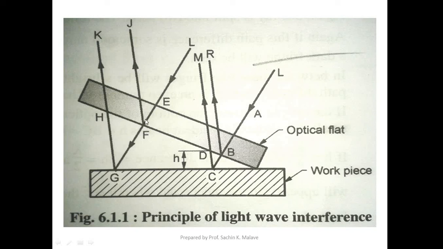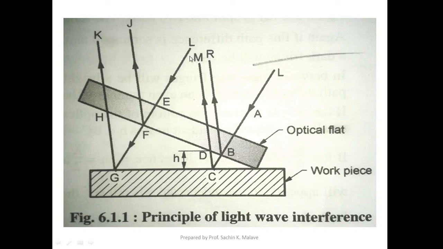Okay, it is striking here. So this ray, say ray ELE, will strike the bottom of the optical flat. Part of this incident ray is reflected from point F and goes to J. Then part of that light will again travel in a downward direction and hit this particular workpiece at point G. It is reflected from here like GHK.